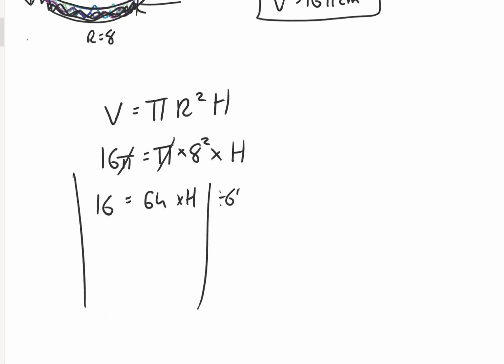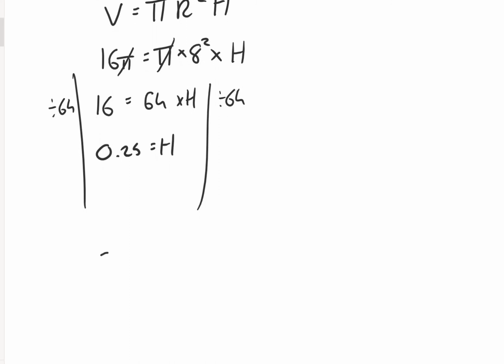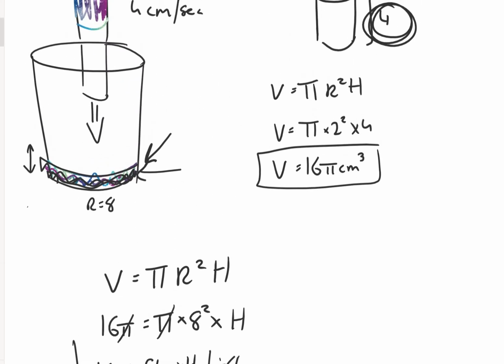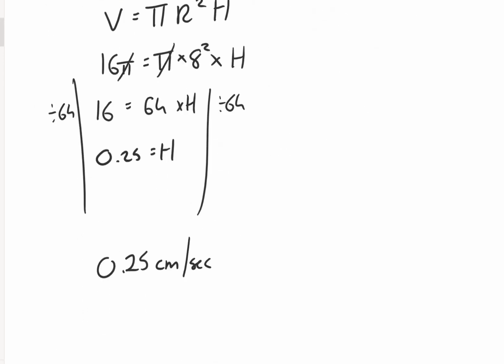Divide by 64 on both sides. And we have 16 divided by 64 equals 0.25 equals h. So we have 0.25 centimetres per second. So in 1 second, the height of this is going to rise 0.25 centimetres.